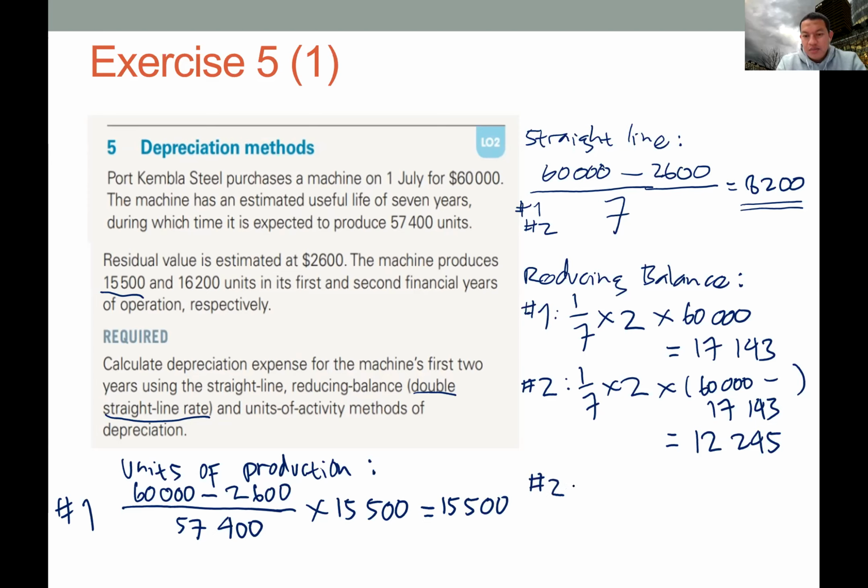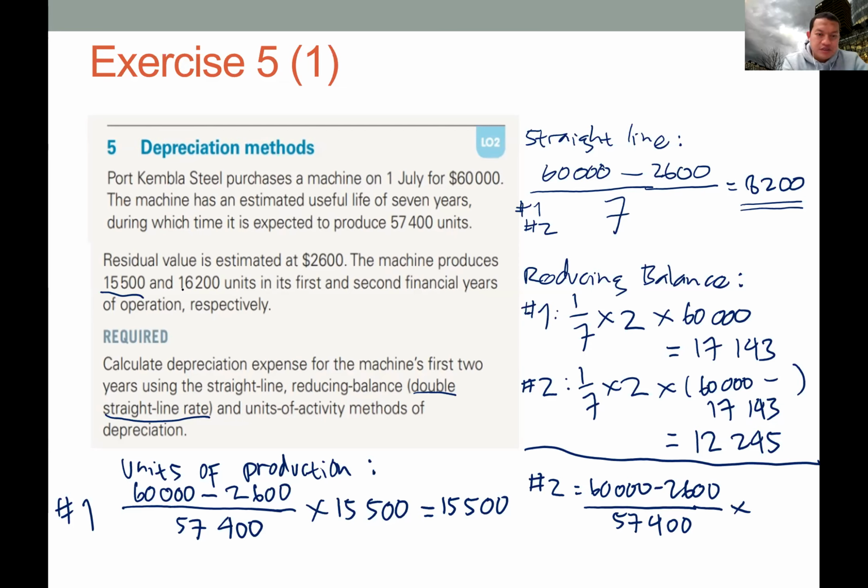Okay. What about year number 2? Same formula. 60,000 minus 2,600 divide by 57,400 times the actual production, which is 16,200. Okay, this is 1, so the cost will be 16,200.